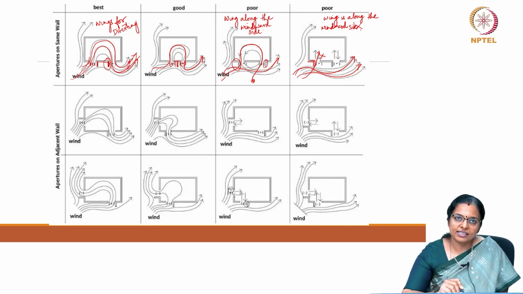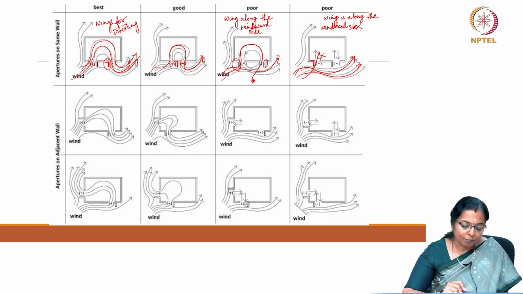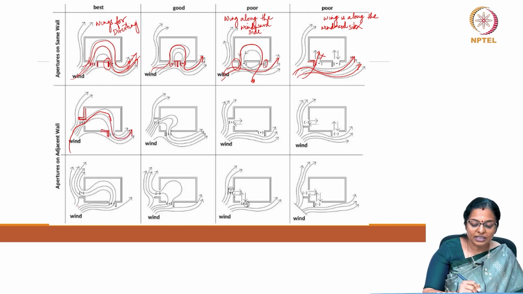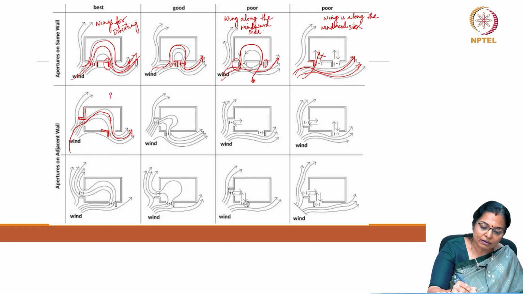Let us look at case scenarios where the apertures are on adjacent sides. So, you have an aperture on one side, but you also have a wing wall on this side which is directing the breeze to come in, and you also have a wing wall on the outlet side which is diverting the breeze to go out, and this becomes the best case scenario.